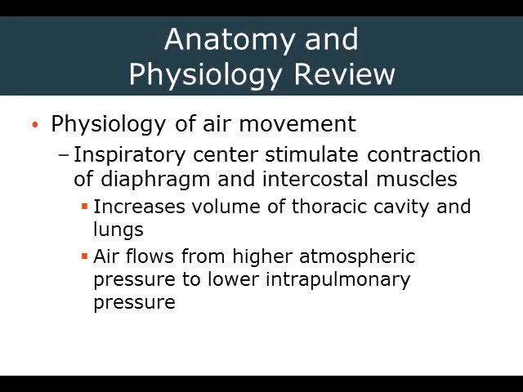The diaphragm is then told to contract, so it pulls downward into the abdominal cavity and flattens out. Remember, the diaphragm is usually dome-shaped, so it pulls downward and flattens out. The intercostal muscles will then also spread and allow the ribs to go outward and upward, creating negative pressure within the chest, and that sucks air in. So the air flows from the higher atmospheric pressure to a lower intrapulmonary pressure.